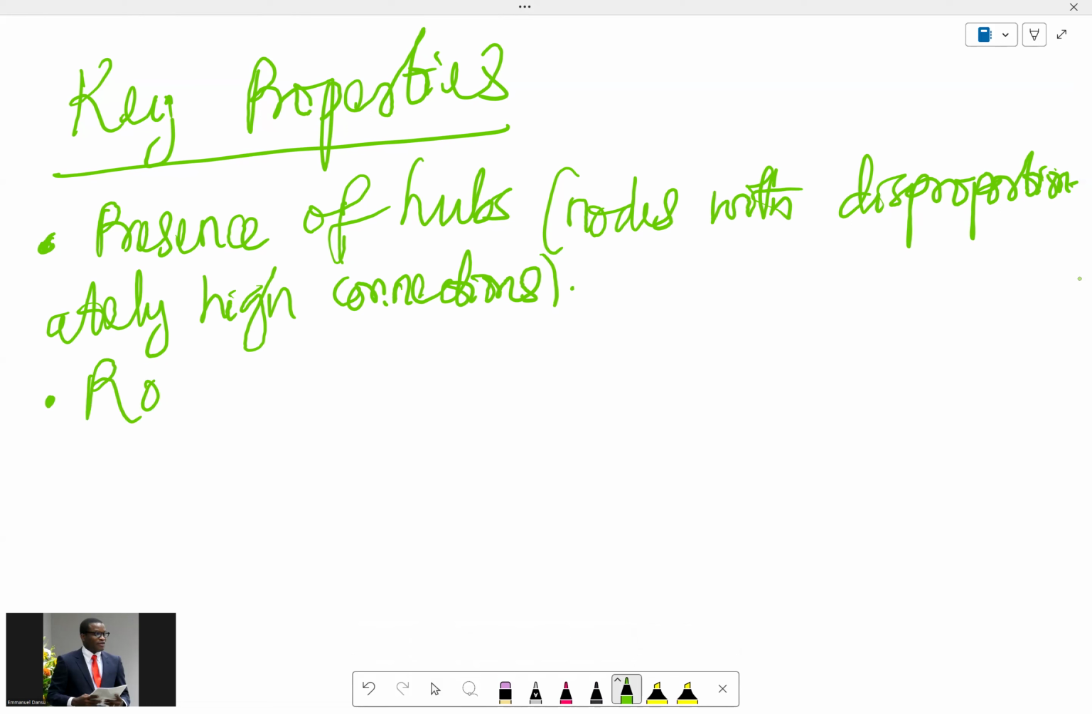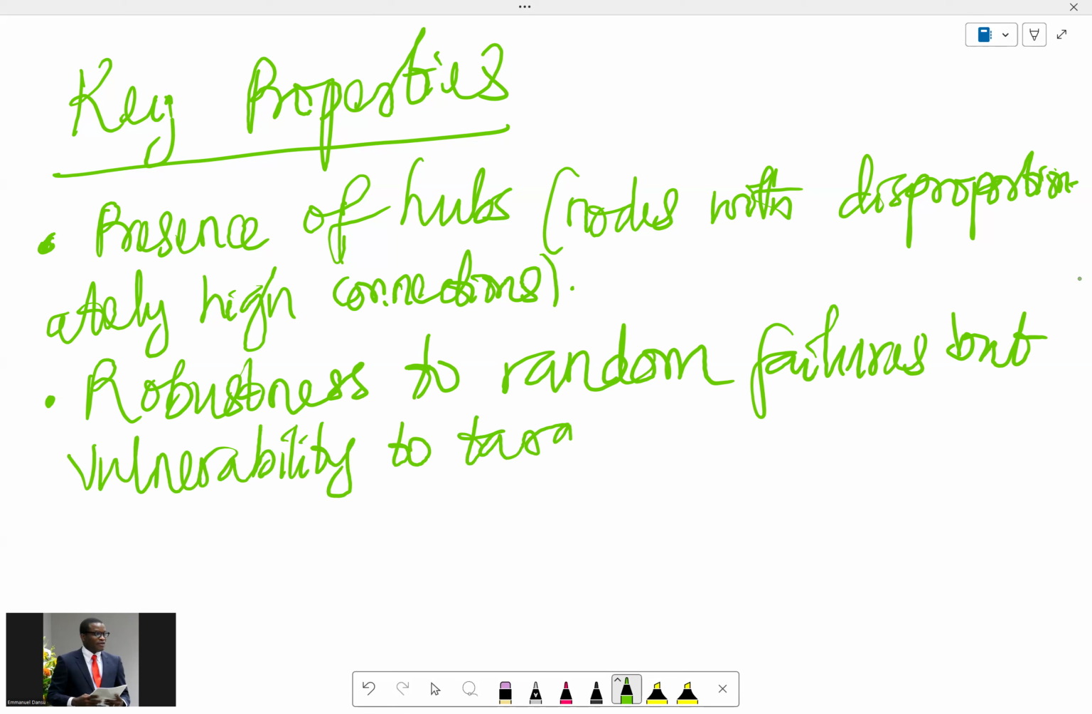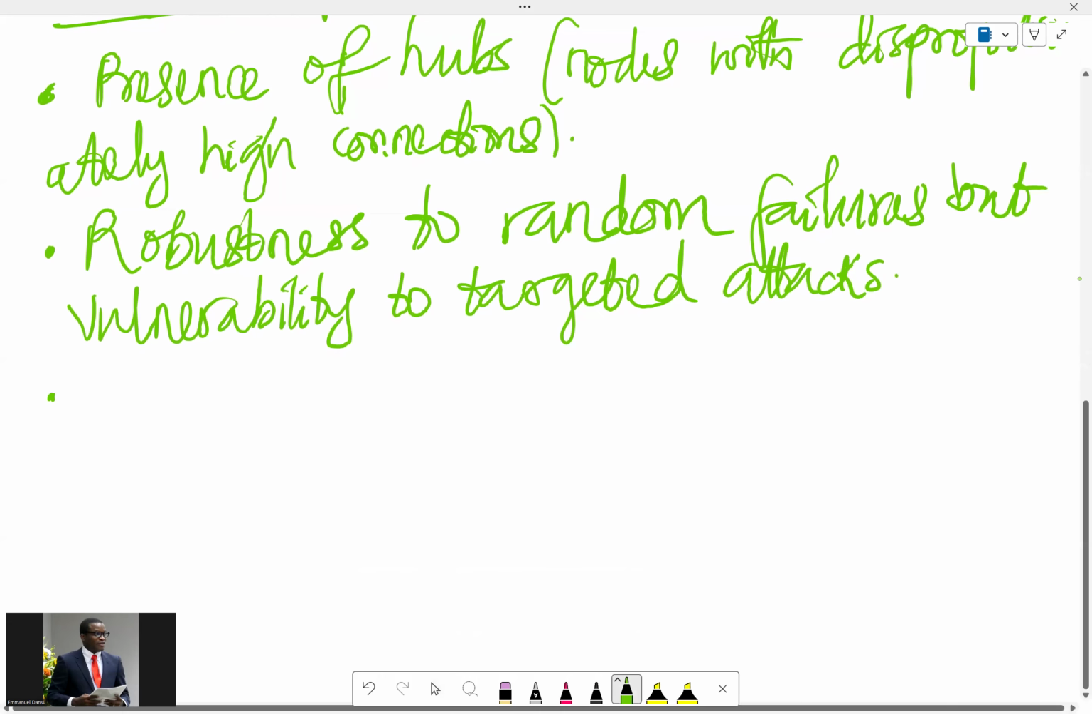Then we talk about robustness to random failures, but vulnerability to targeted attacks. Imagine being an influencer. It comes with a whole lot of advantages. You can get all the endorsements, you can get everything. But because you are that visible, you can easily be trolled, you can be attacked and things like that. So I can easily draw that parallel in this situation, from the Barabási-Albert model, which represents scale-free networks.